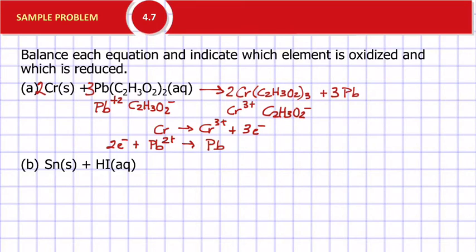Now I can really see what's being oxidized and what's being reduced. Which one's being oxidized? Chromium. The chromium is losing electrons. So chromium is being oxidized, and the lead is being reduced. Lead is reduced. Chromium's an ox, and lead is red.